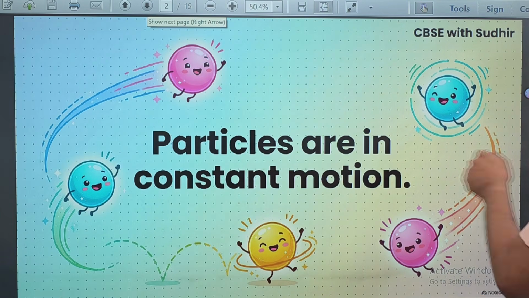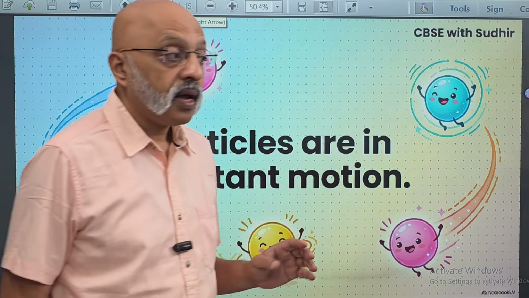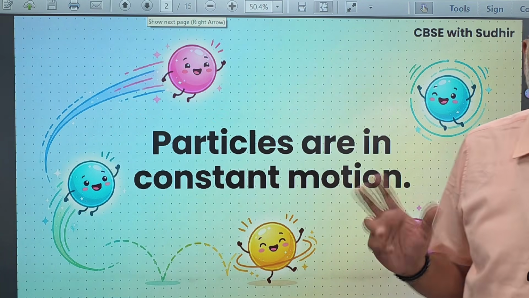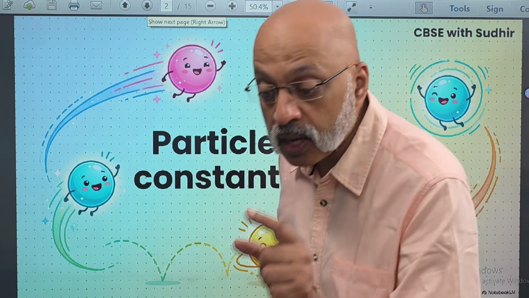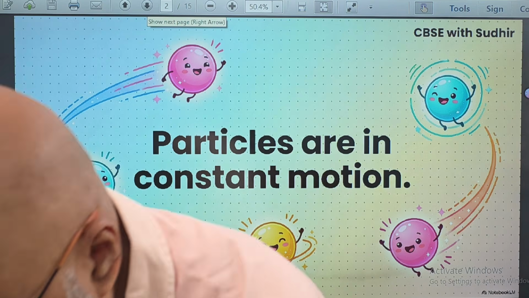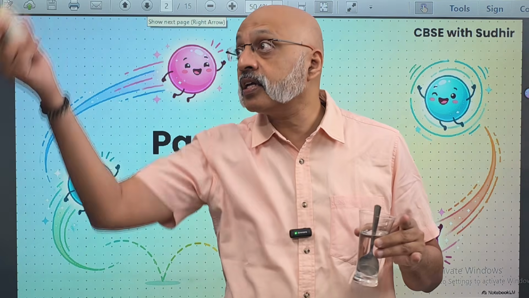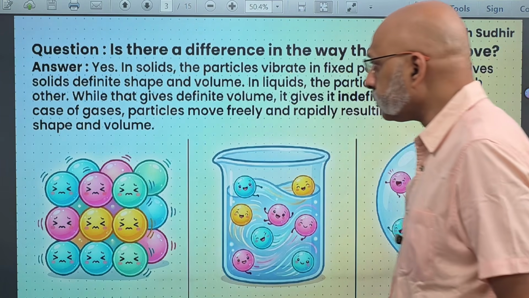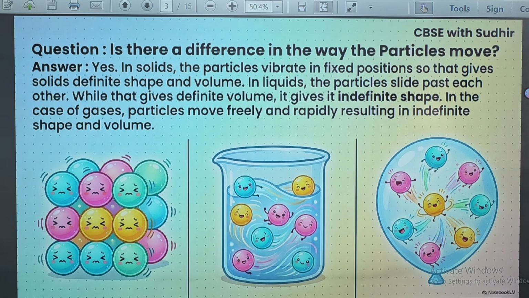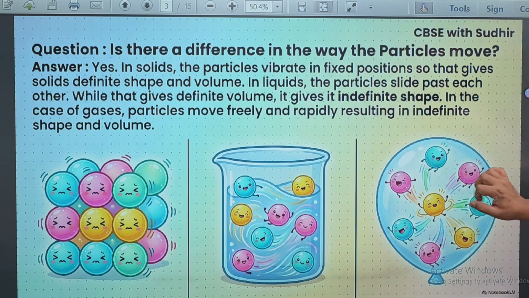Okay, let's move forward. Particles, please understand, irrespective of the substance, the particles in it are always in constant motion. But there is a difference between the particles in this stone, the particles inside this water, and the particles in the air around me. That is what we will be studying in this chapter. Now, is there a difference in the way the particles move? Yes, there is. This is a solid, this is a liquid, this is a gas.